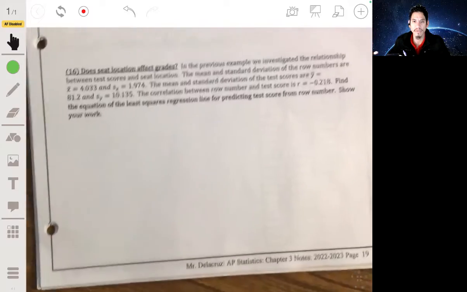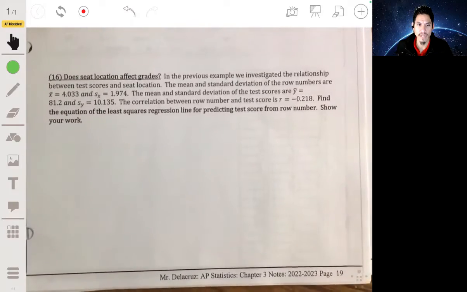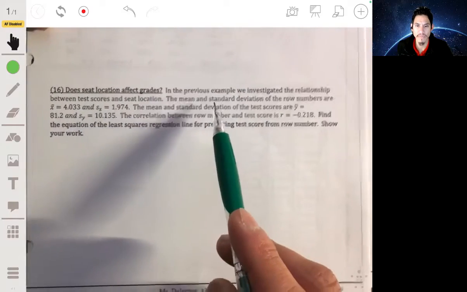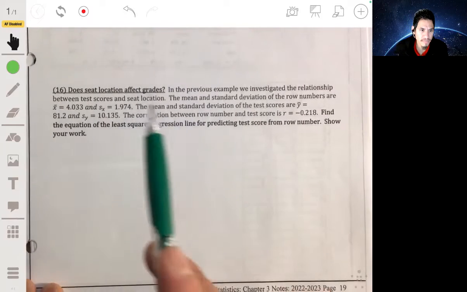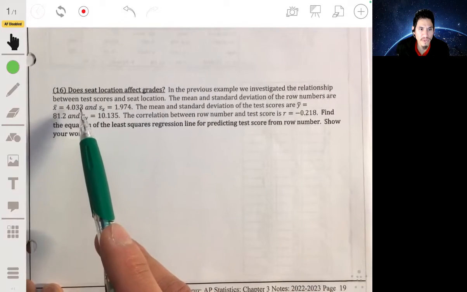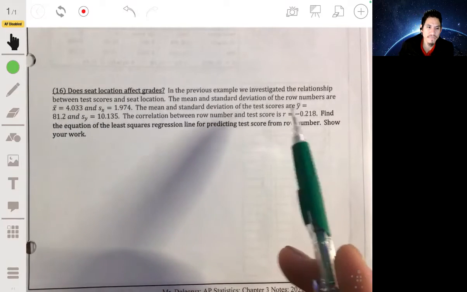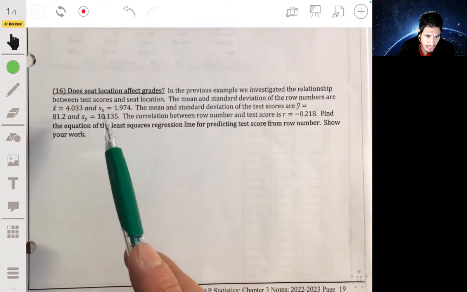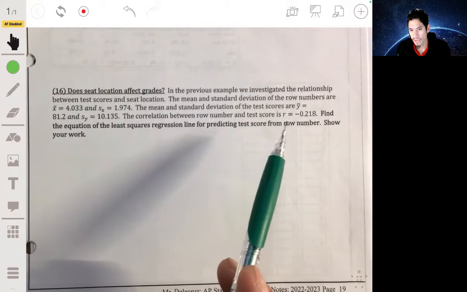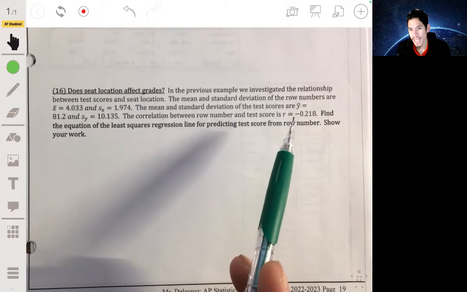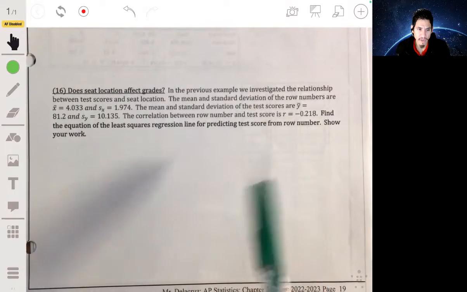Referring back to the problem we did in the previous part, where we have seat location and the grades and we want to see the relationship: we found that the mean and standard deviation of the row numbers were 4.033 and 1.974, and the mean and standard deviation of the test scores were 81.2 and 10.135. The correlation between row number and test score is r equals negative 0.218. Find the equation of the least squares regression line for predicting test score from row number.